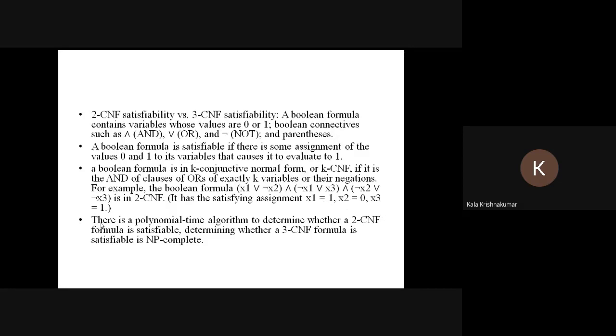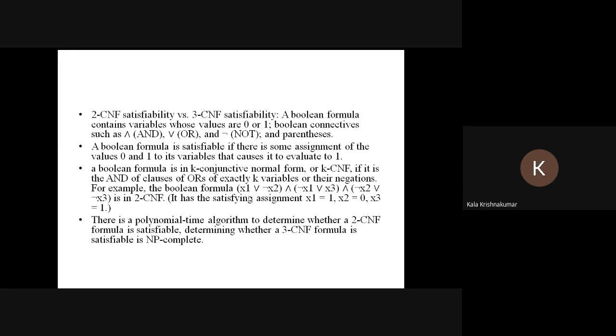Suppose this has a satisfying assignment x1 equal to 1, x2 equal to 0, x3 equal to 1. There is a polynomial time algorithm to determine whether a 2 CNF formula is satisfiable, while determining whether a 3 CNF formula is satisfiable is NP complete. You can find that polynomial time algorithm to determine whether a 2 CNF is satisfiable. What makes it simple is that inside each clause it has only two literals. So that is actually a simple one.